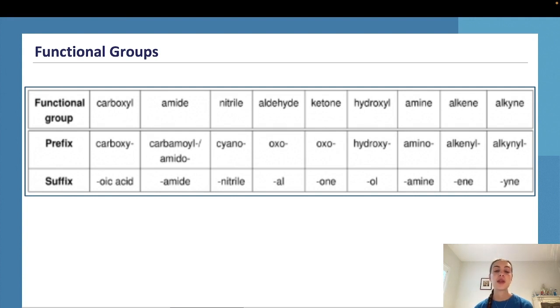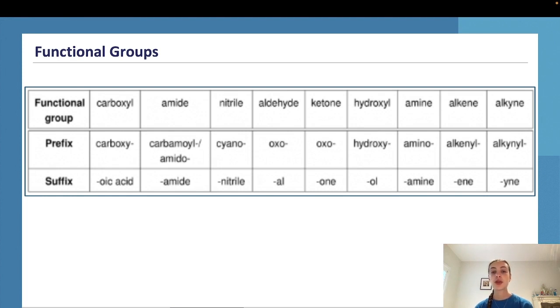Aldehydes, we're typically using the suffix of al, but sometimes we may use the prefix of oxo, and same with ketones, they may also sometimes get the prefix of oxo, but typically they'll be using the suffix of -one, which is generally a lot more reliable to use because it really denotes between aldehydes and ketones, because the suffix shows that they're a different class of organic compound, whereas the prefix doesn't show that very explicitly.